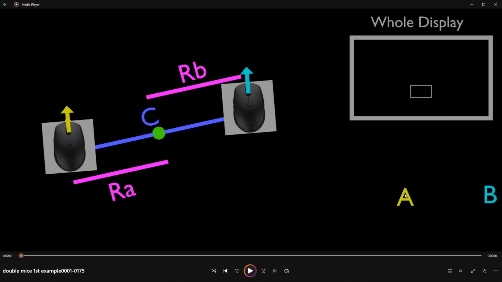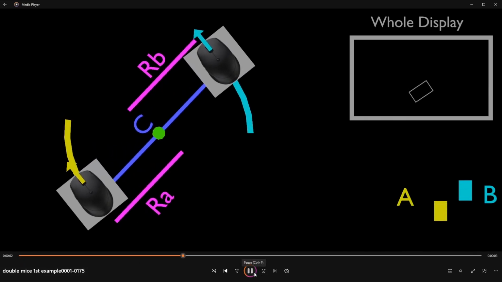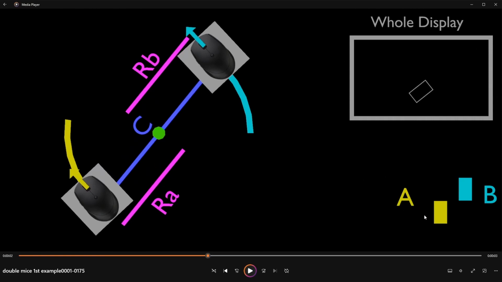First, I'll go ahead and hit play. Stop it there. This yellow A is the vertical Y distance that mouse A is reporting. The blue bar here is the vertical distance that the B mouse is reporting. RA is the distance from the center of mouse A to the center of rotation, which in this case is also the center of mass for simplicity.